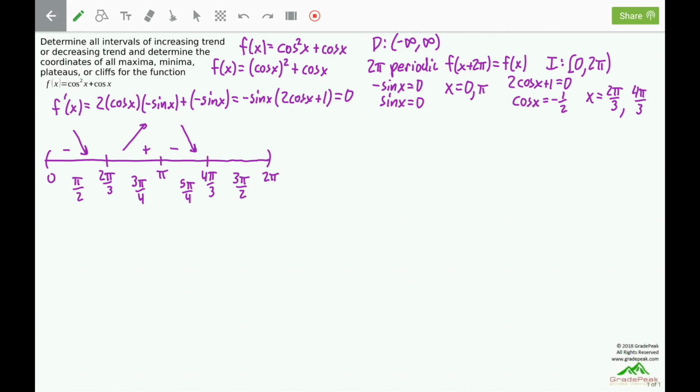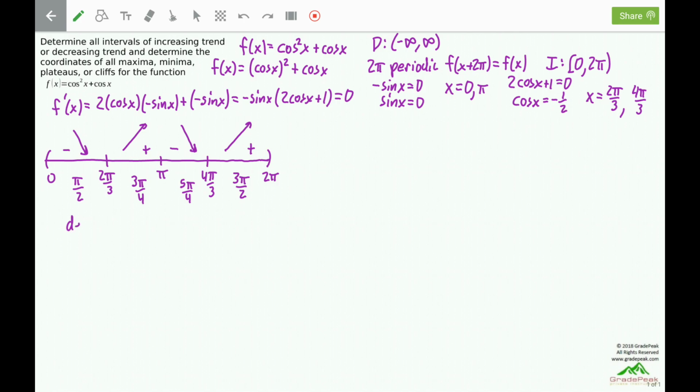And now we can plug 3 pi over 2 in to the fully factored version. The cosine of 3 pi over 2 is 0, plus 1 is a positive. Sine of 3 pi over 2 is a negative, and then times that negative 1. Negative times positive is positive. Positive first derivative indicates a trend increasing.